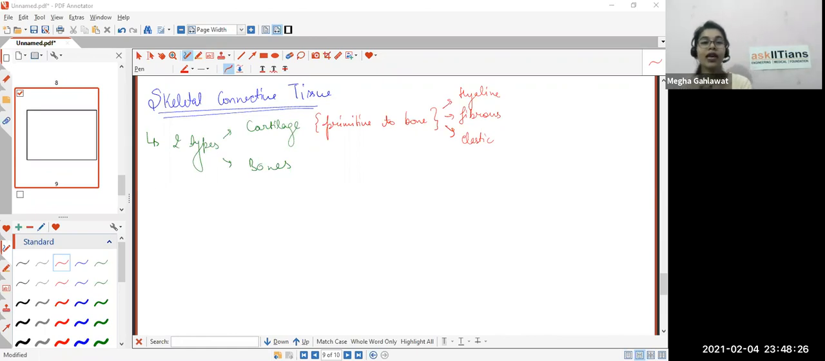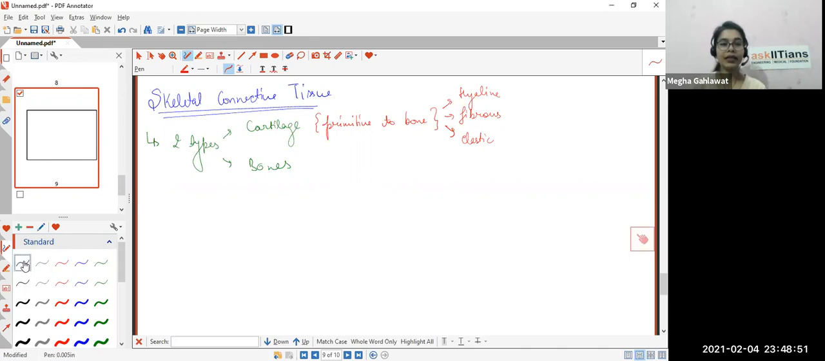Then we have the elastic cartilage. Elastic cartilage is the one I was talking about when I mentioned the nose tip, the ear pinna, and the epiglottis in mammals. In the 7th standard you must have learned about the flap which covers the windpipe and prevents food particles from entering it. That is the epiglottis.